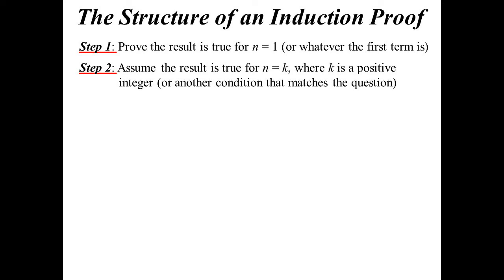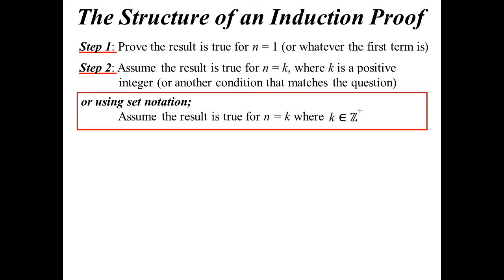The second step then is, well, we need to make that assumption, because we need these two things. Okay, so we make our assumption, and the assumption basically matches what it is you're trying to prove. If we're using set notation, then we'd say something like this. Well, we're going to assume it's true for n equals k, where k belongs to the set of positive integers. That's usually what we're trying to do, usually for positive integers.